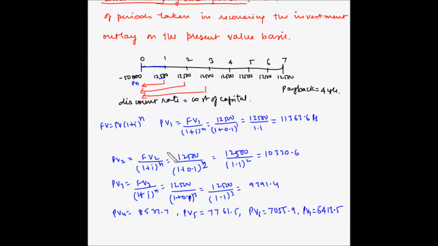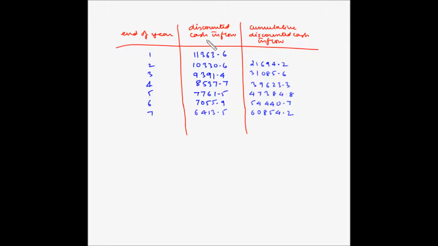Now, once we have found out the discounted cash flow, next we have to find out the cumulative of the discounted cash flow at the end of each year. So let's do that. So here I have listed the discounted cash inflow at the end of each of the years. Also, I have listed the cumulative discounted cash inflow. So at the end of the first year, the cumulative is the same as the first year's cash inflow. At the end of the second year, the cumulative is the addition of the first year and the second year. At the end of third year, the cumulative is the addition of first, second, and third year's cash inflow, and so on.